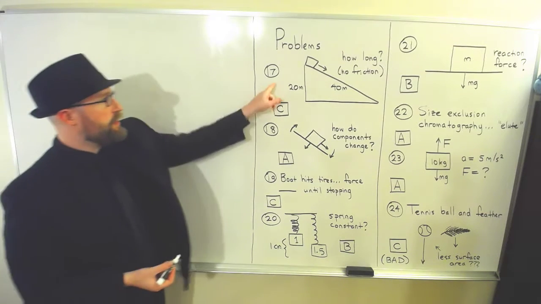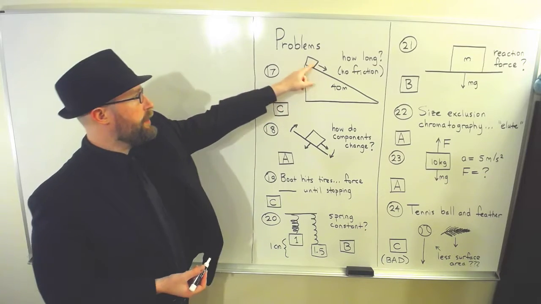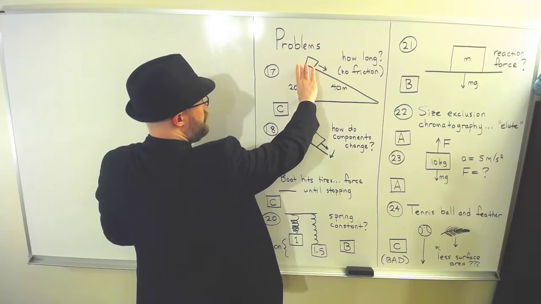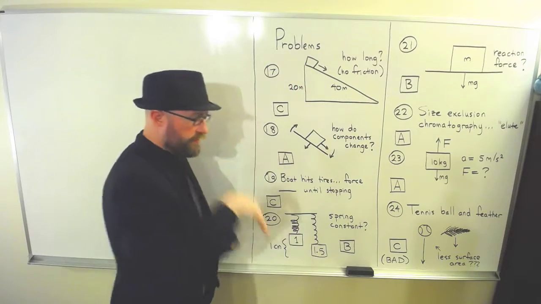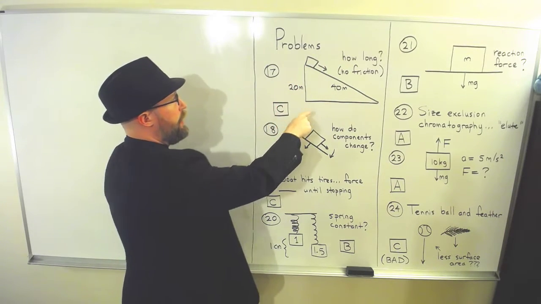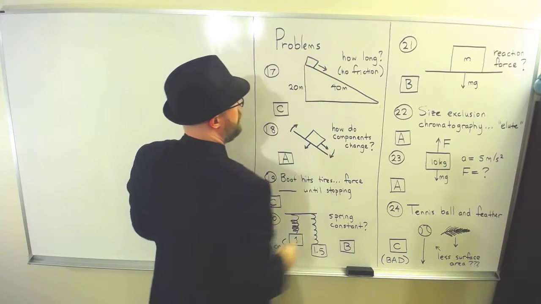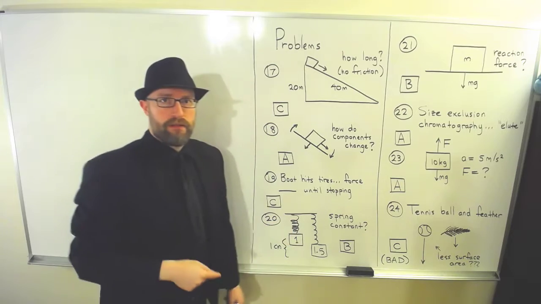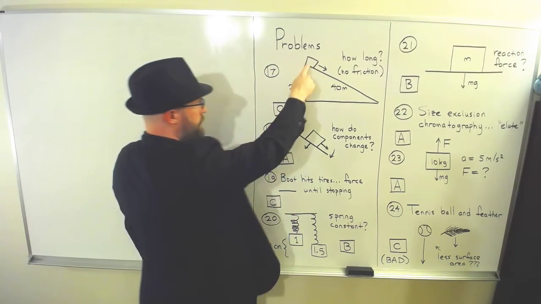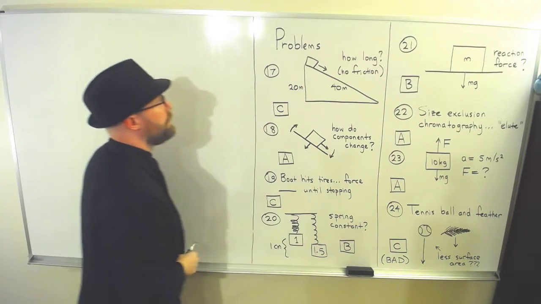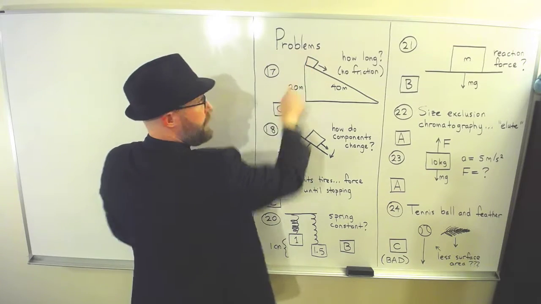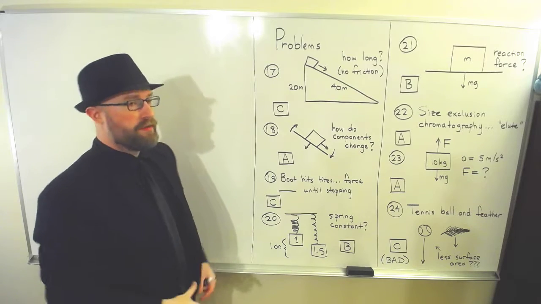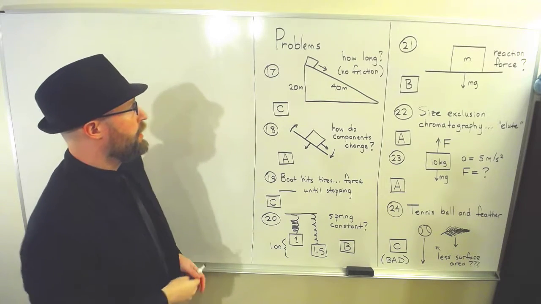And this first problem, number 17, has a block sliding down an inclined plane where the total height that it goes down is 20 meters and the length along the plane is 40 meters, and you are told the plane has no friction and you are asked how long it takes the block to slide down. Now, it will not matter how massive the block is. We're assuming no friction and also nothing like wind resistance or anything.